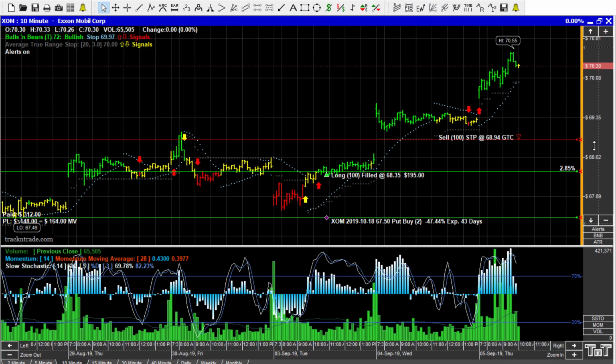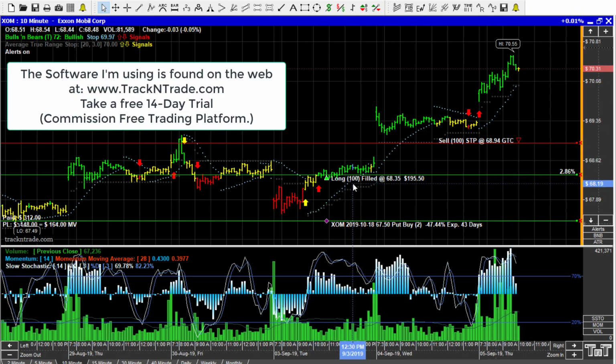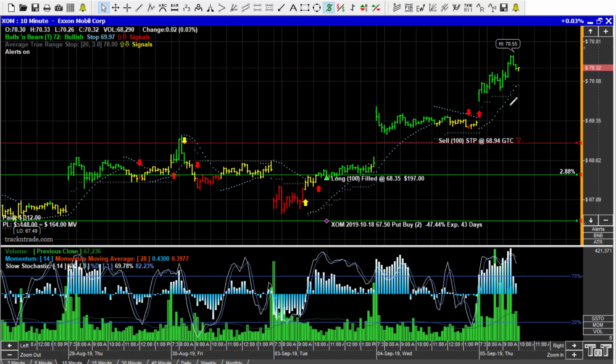Let's go through and talk now about dollar cost averaging. We've put in our stop here to protect us to the downside. So the actual long position of 100 would get stopped out if the market came back and hit this stop right here. How much money are we risking on this? At this point, we're risking $1.41 per share. We've got 100, so we're risking $141.